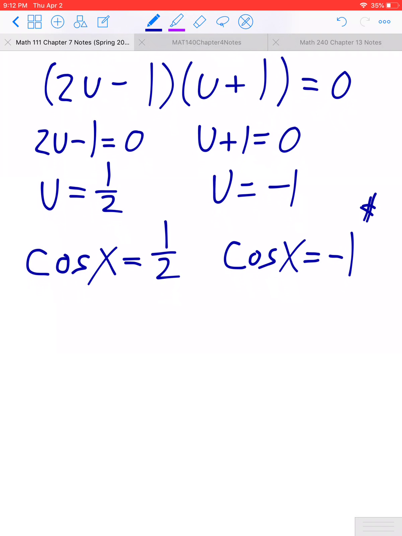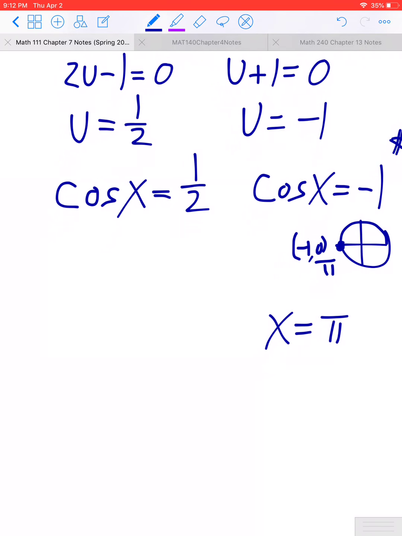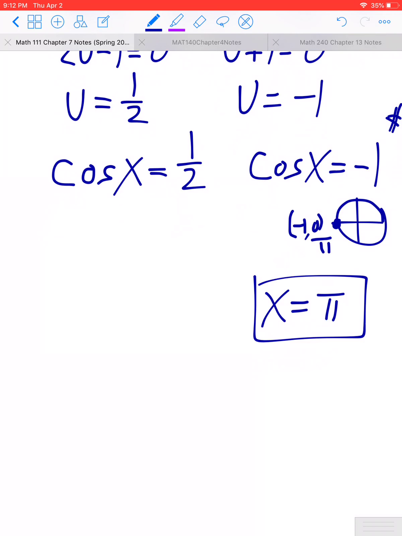We want the cosine of x to be equal to negative 1. That's going to come from one of our quadrantal angles. The cosine is precisely negative 1 at the angle pi. So this will give us the solution x equals pi. It's going to be one answer.